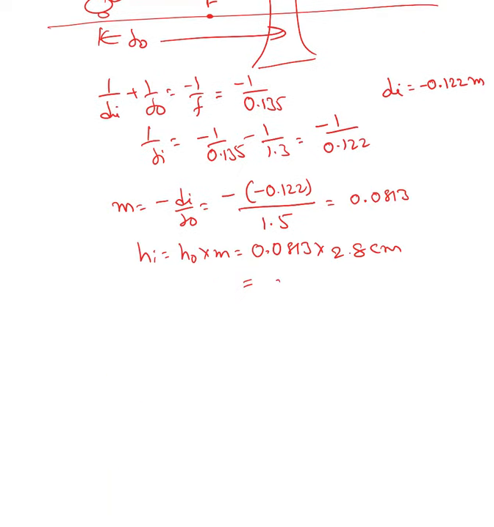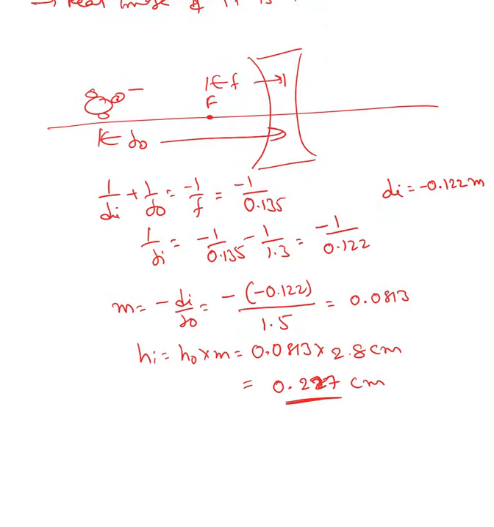Height of the image is 0.227 centimeters. Okay, and we have a positive number, and distance of the image is also, it's a negative number. Magnification factor is positive number, so it's going to be somewhere here. 0.122, which is, so this is the image.